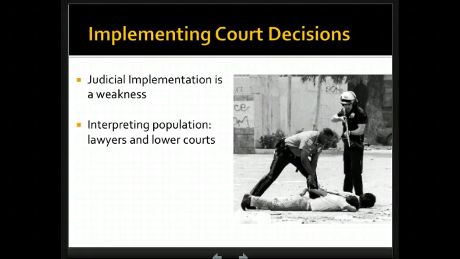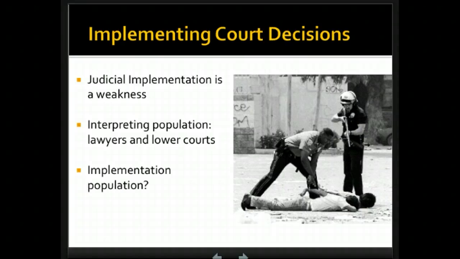Now, when they implement the court decisions, they have to make sure that their decisions are understood. There's an interpreting population. These are your lawyers and your lower courts that have to understand the legal reasoning behind the court's decision. Have they been able to incorporate the law into their arguments? When cops are told that they have to read people their Miranda rights, do they understand what that looks like? That leads us to the implementation population.